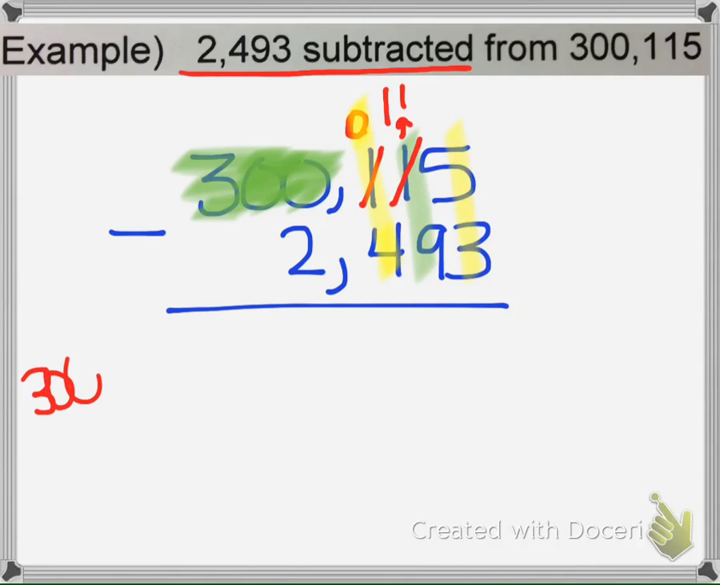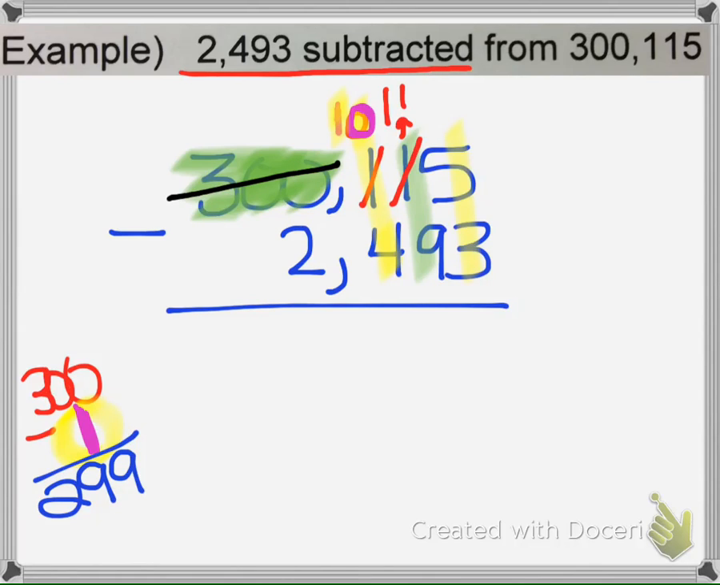So if we have 300 and we borrow 1, in order to put 1 here, we're going to need to take 1 and put it with here to make it now 10. We have to borrow this 1 to put it here. So when we borrow 1 from 300, 1 less than 300 is 299. So now we're going to change the 300 to 299. And now the top row is larger than the bottom row. So now we're going to subtract.